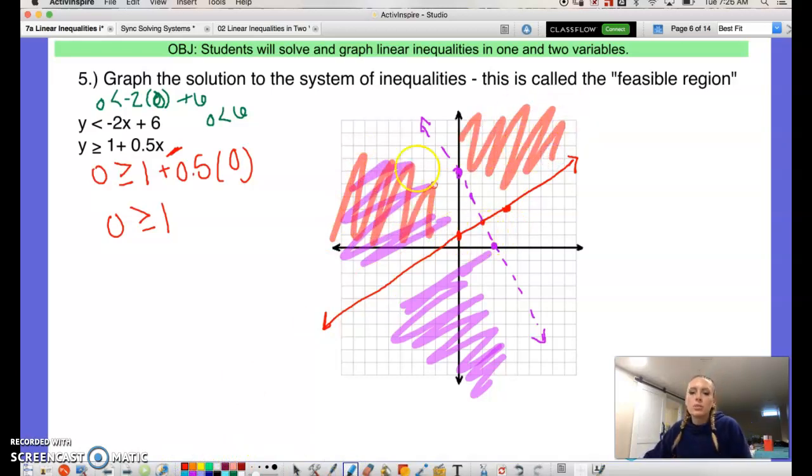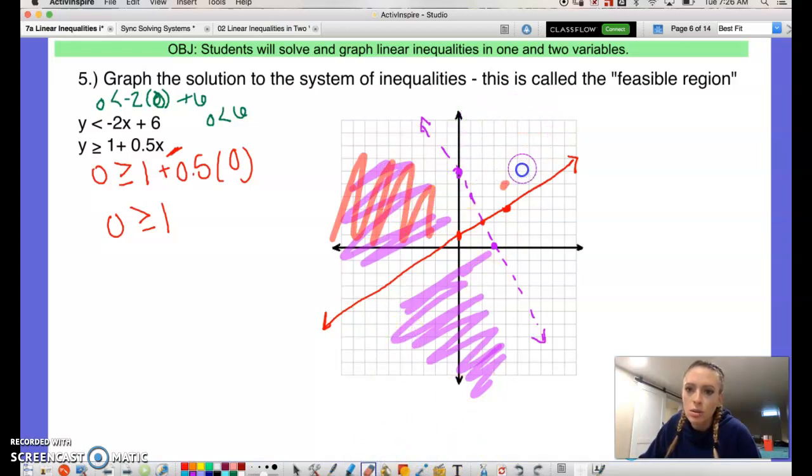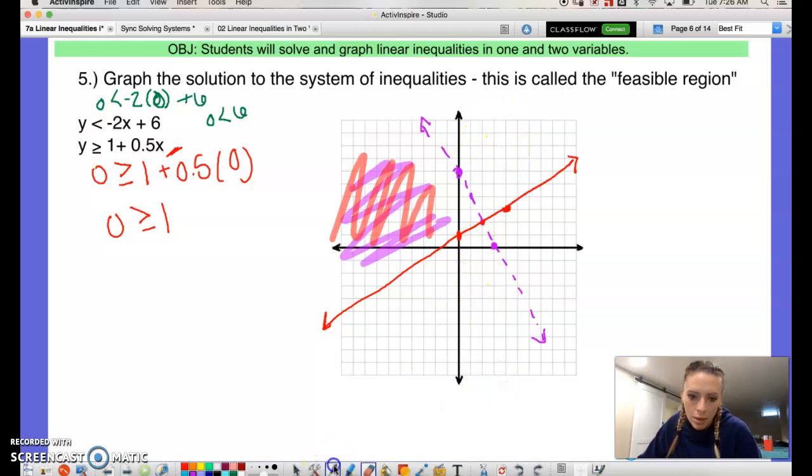Now, feasible region means the region where both of them are true, right? So we have all of this region up here, and the other regions are actually not solutions when we're talking about the system. If it was just the line, yes, those would be solutions, but we have 2 lines, so we want to make sure we shade where both of them show solutions. So that would be all of this over here.